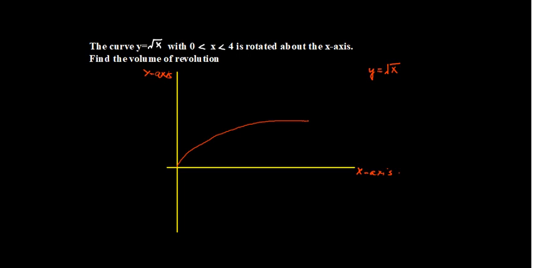So we can plot the numbers: 0, 1, 2, 3, and 4. So what does it mean if it is said that that is rotated about the x-axis? Rotated means it is rotated 360 degrees around the x-axis. So this thing should be rotated around the x-axis.